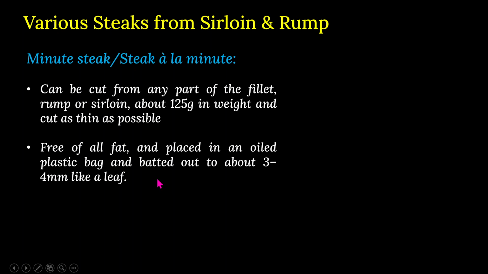Free of all fat and placed in an oiled plastic bag and batted out to about 3 to 4 mm, like a leaf. It is batted very thinly, with a hammer used in the kitchen, which is known as a kitchen hammer, or also known as the mallet. With the mallet normally the steak is hammered and made into a very thin slice like a leaf.